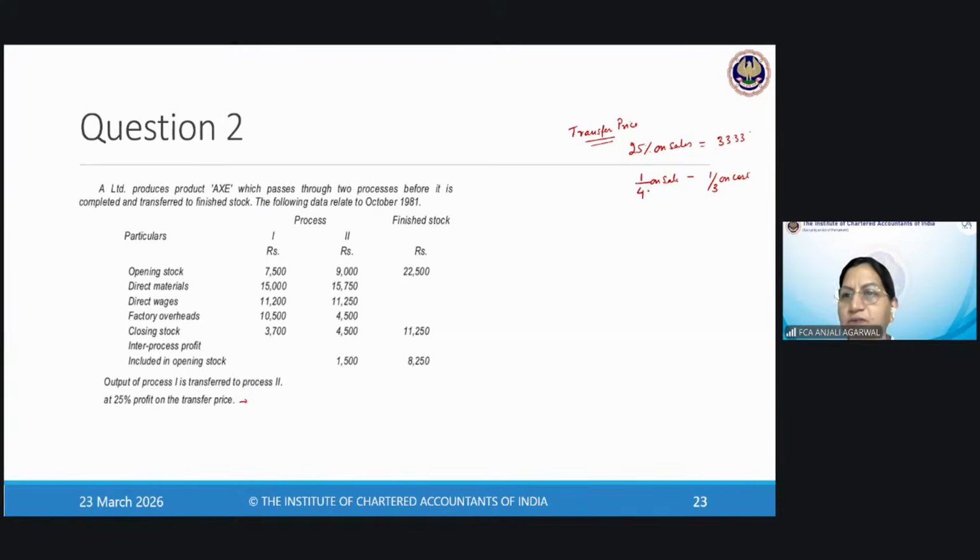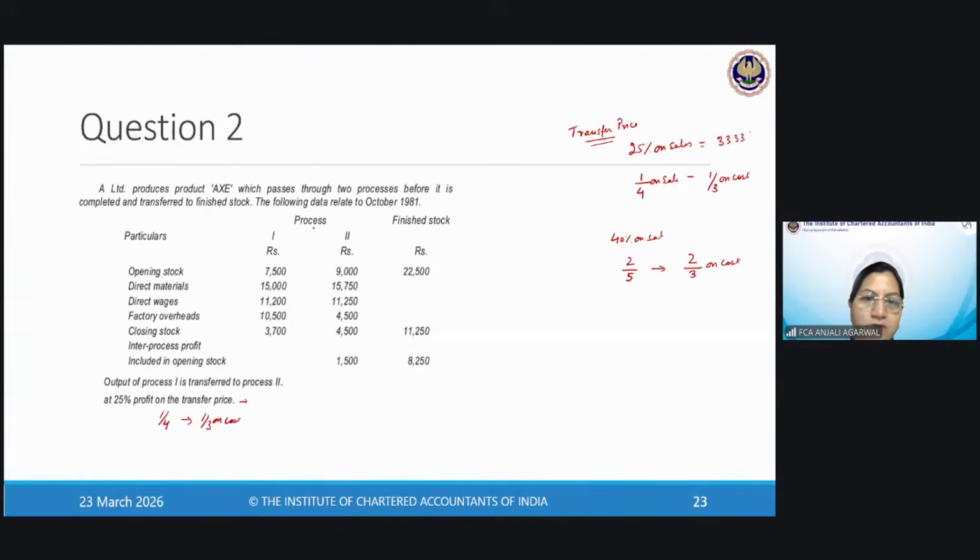So if you reduce it to a fraction, 25% on sale is 1/4, you can subtract the numerator from the denominator, and it will become 1/3 on cost. Had it been 40% on sales, the fraction of 40% is 2/5, so 2/5 on sale is 2/3 on cost. Okay. So 25% on transfer price is 1/4 on transfer price, which is equivalent to 1/3 on cost.